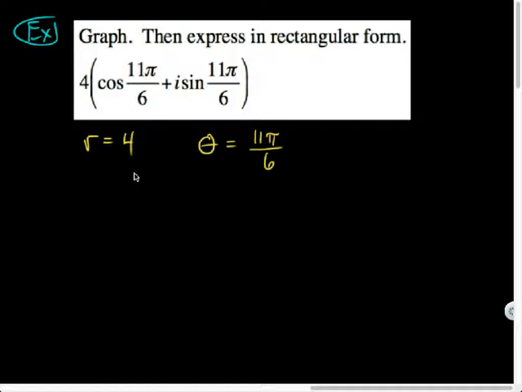So that's my r, that's my theta. 11 pi over 6, where is that? Which quadrant would that be in? Quadrant 4, I think I agree with you, sir.